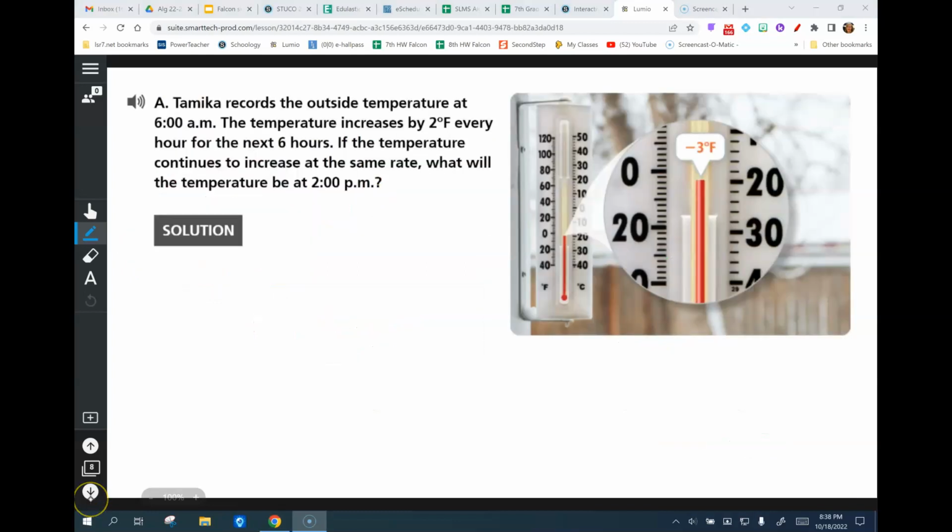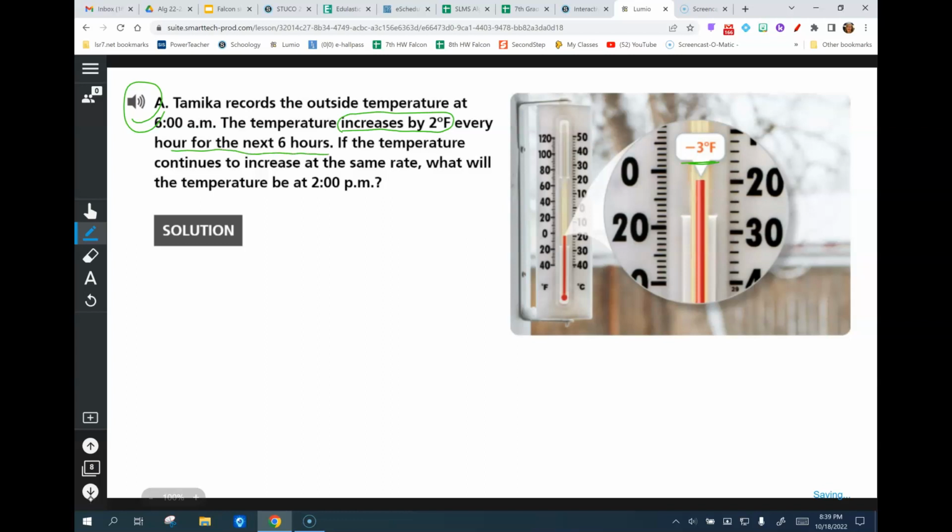Good. So Tamika records the outside temperature at 6 a.m. And whenever you see this symbol right here, that means that it's going to be in your student interactive book, and it's not going to be in your book. So if you want to see this problem, right now you're seeing it, so it's not a problem, but you could find this in your book. So at 6 a.m. she records the temperature. It's -3 at 6 a.m. Okay? The temperature increases by 2 degrees Fahrenheit every hour for the next 6 hours.